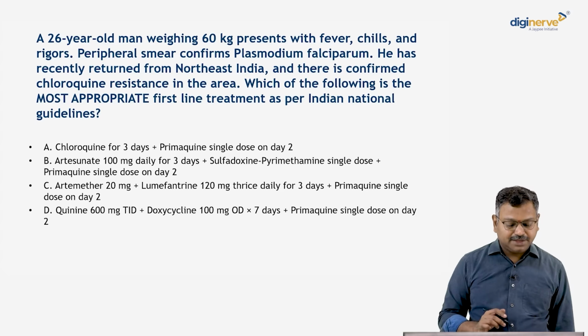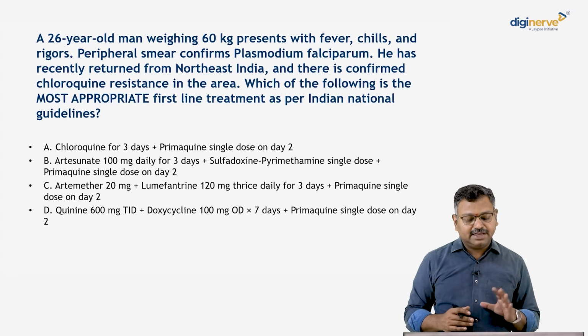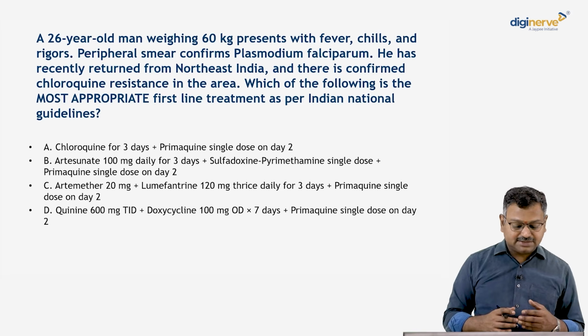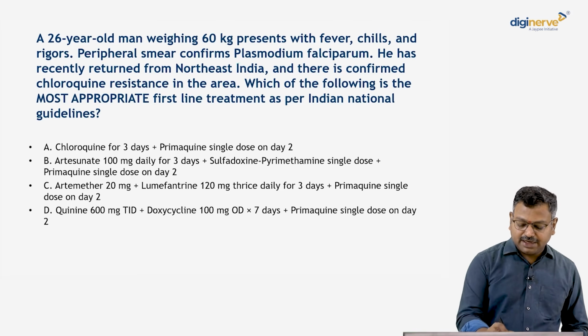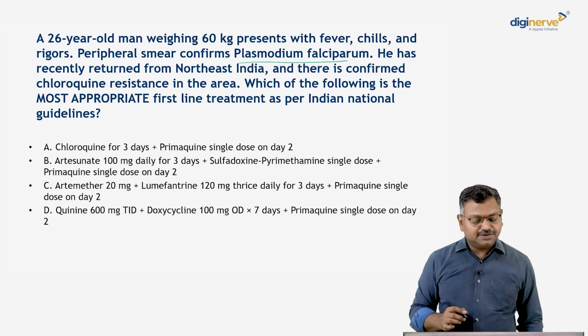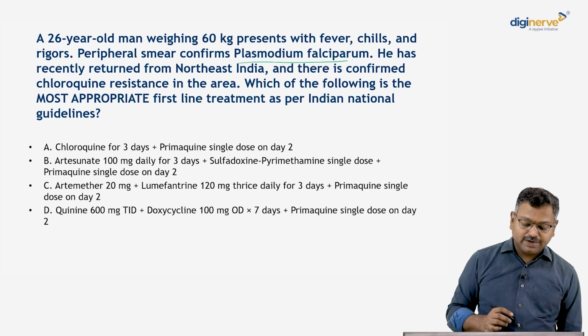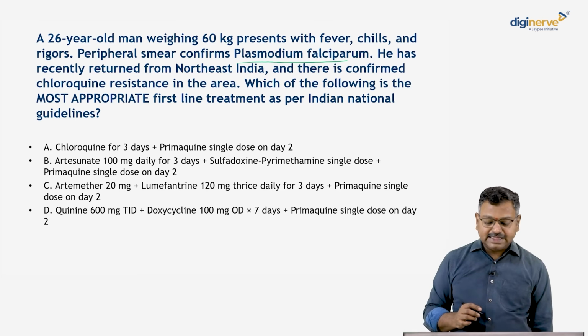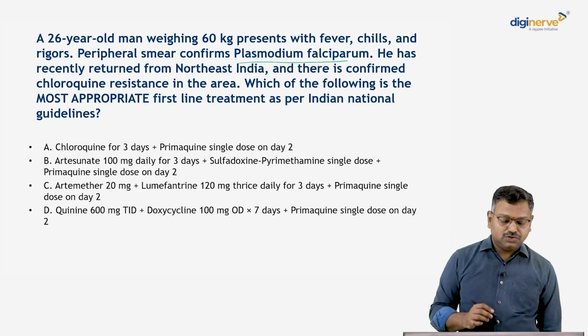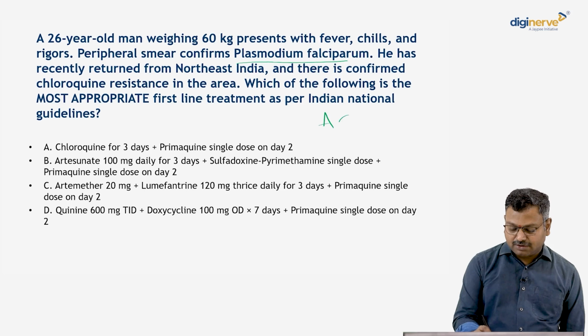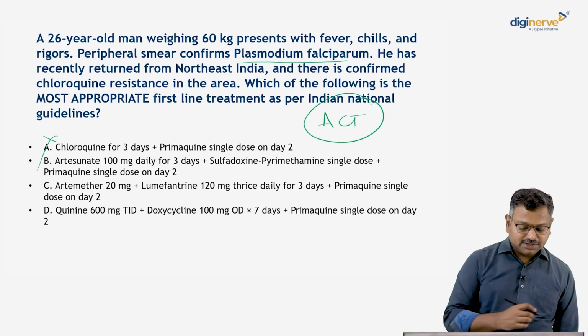A 26-year-old male weighing 60 kgs comes with fever, chills. Smear is showing falciparum. He has come from northeast India and there is confirmed chloroquine resistance in that area. What is the mainstay therapy? So, as you know, for malaria it is artesunate combination therapy. So, chloroquine is the wrong option.